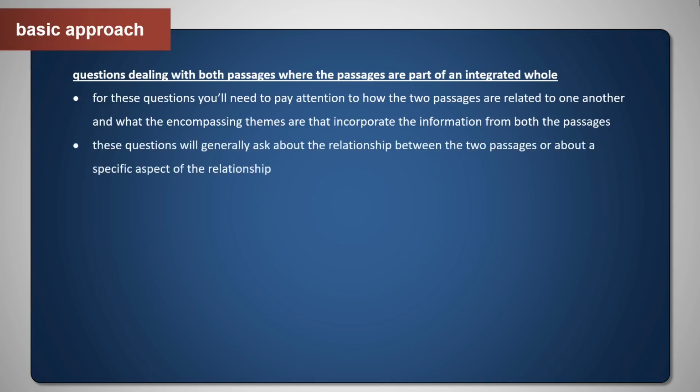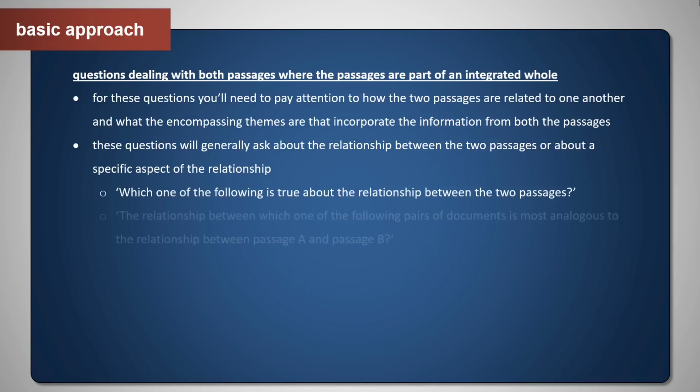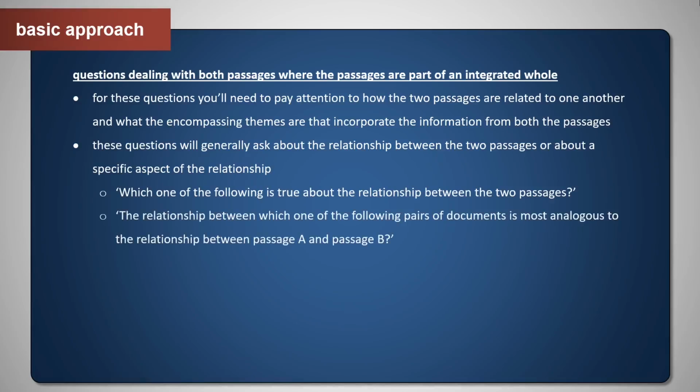So these questions, as I said, will generally ask you about the relationship between the two passages or about a specific aspect of the relationship. So for example, which of the following is true about the relationship between the two passages? Or which one of the following pairs of documents is most analogous to the relationship between passage A and passage B? So this is like the principle analogy questions from the argument section.